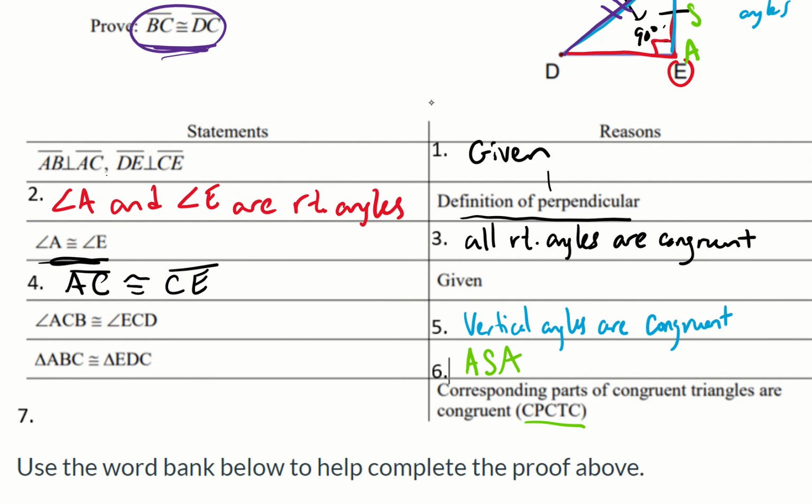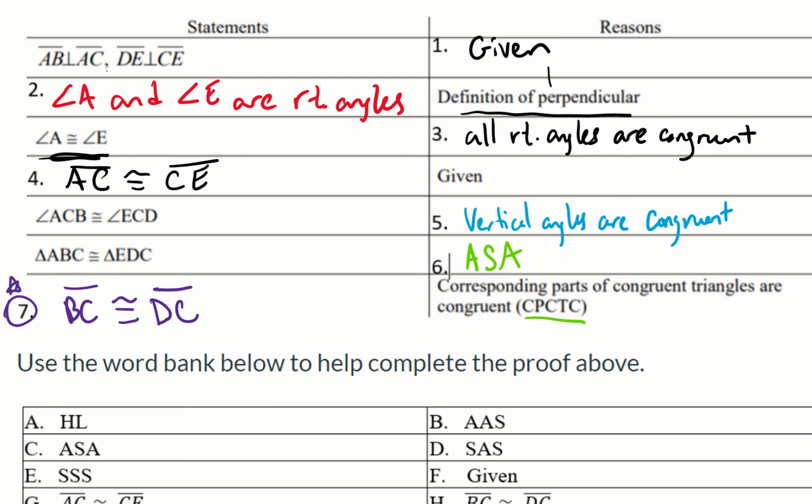Whatever you're trying to prove always goes to the last statement right here. So whatever you're trying to prove always goes last. So BC is congruent to DC. All right, that takes care of that proof.